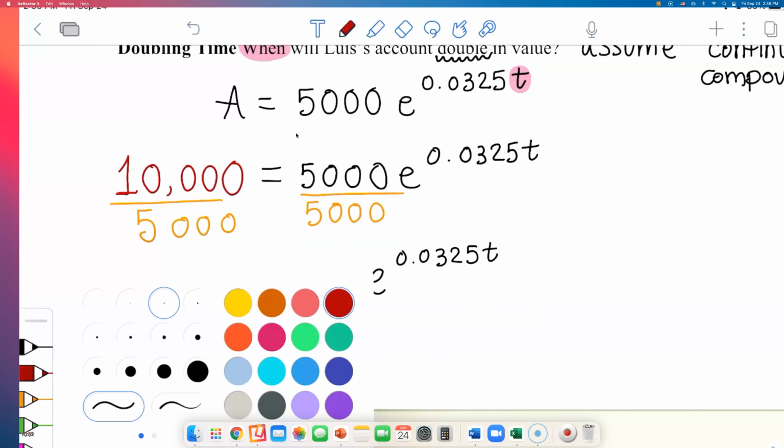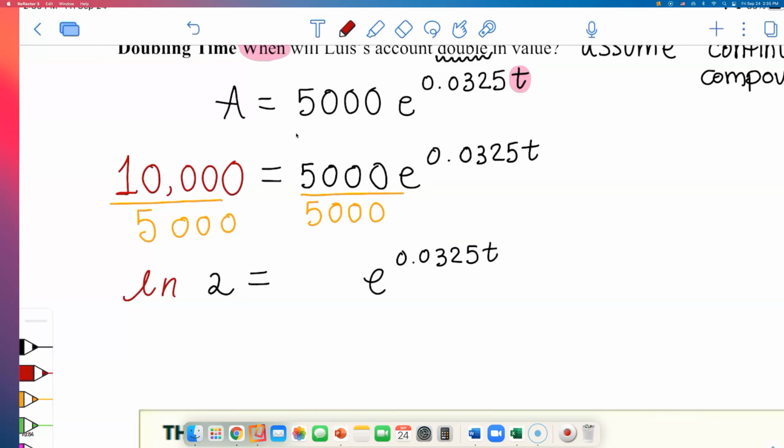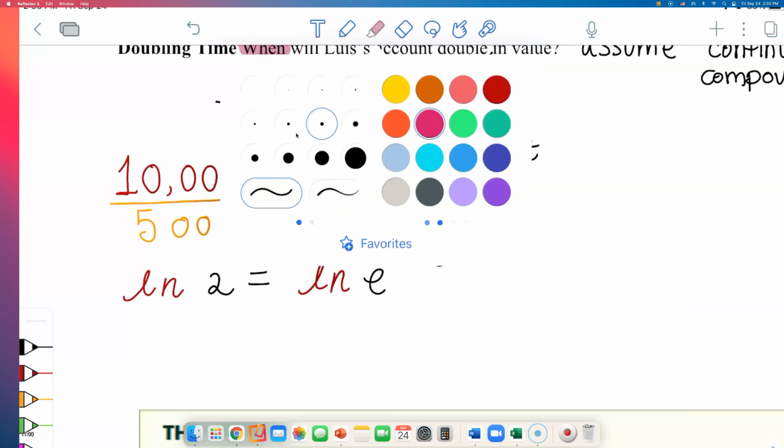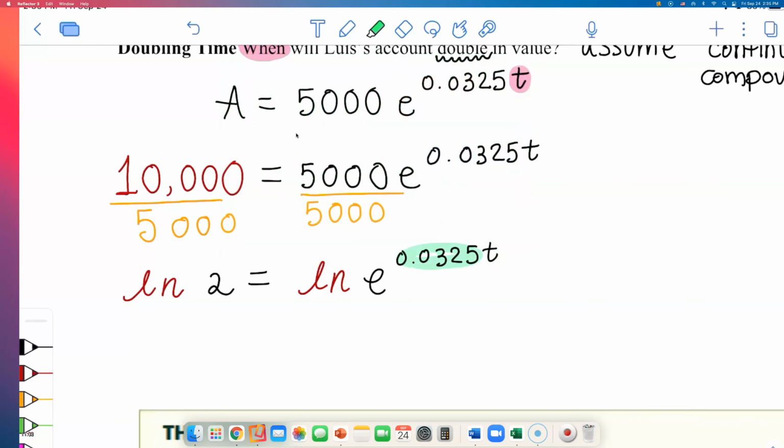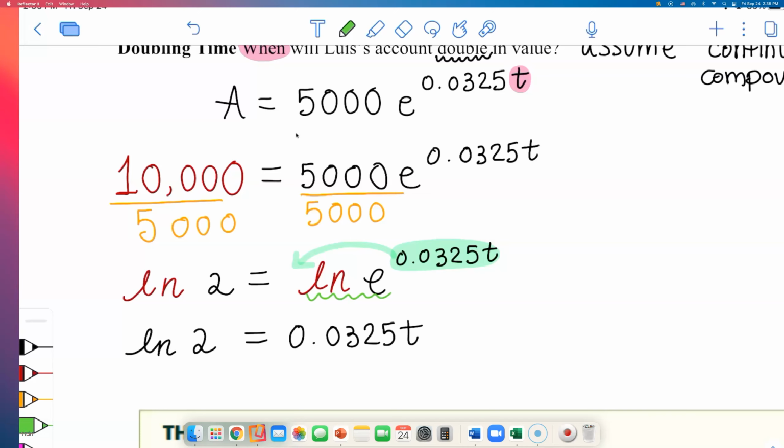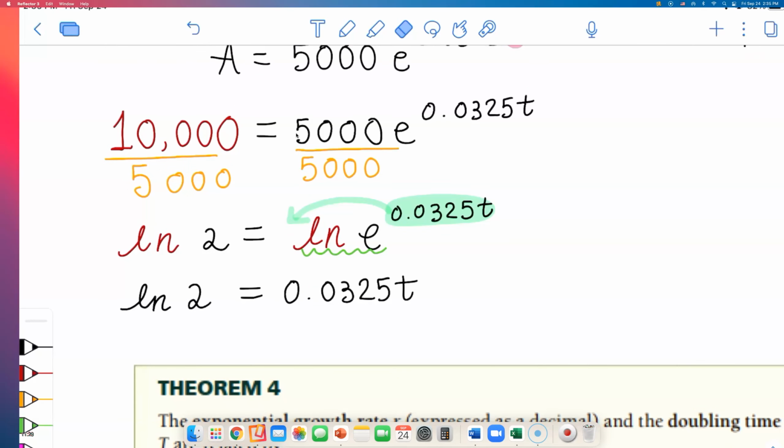Take a look. I'm going to take the natural log of 2, and the natural log of that expression. The reason I did that is because if we take the natural log, that exponent can come down, right? Remember that log property. So the left-hand side is still natural log of 2, but now the right-hand side is 0.0325t. And remember, natural log of e is just 1. So if it's just 1, I don't really have to write it. So I'm almost done solving for t.